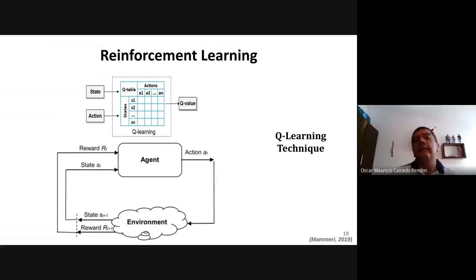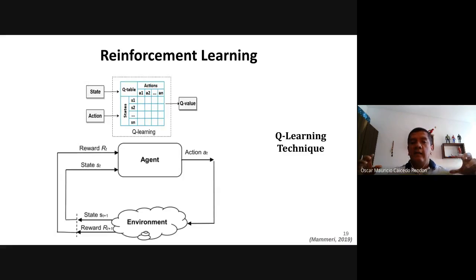Specifically, I'm going to talk about the Q-learning technique. Q-learning is a model-free technique. It's a reinforcement learning technique that is model-free. This means that Q-learning does not need knowledge about the underlying reward resulting from taking a specific action in a particular state. Here, the Q-learning agent approximates the optimal action value. The optimal action value is the Q value. This Q value is stored in a Q table, like you can see in the slide.